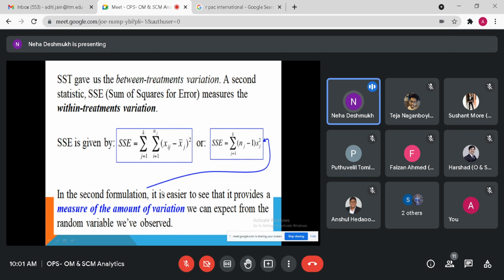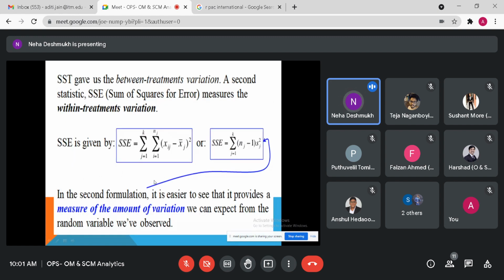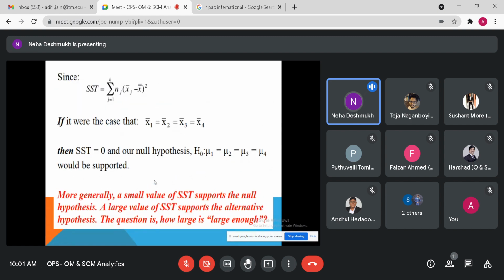In the second formula, it is easier to see that it provides a measure or amount of variation we can expect from the random variable we have observed. This is the formula to calculate sum of squares of error. This is the formula to calculate sum of squares for treatment. Now, SST and SSE.